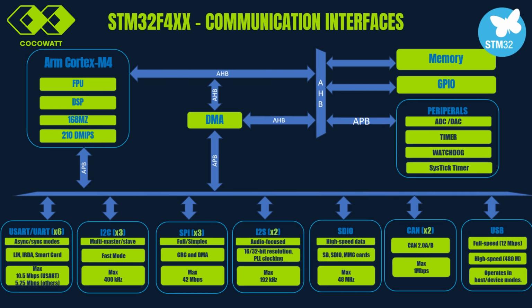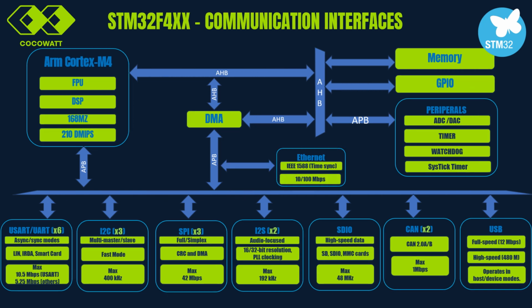This STM32 supports full speed of 12 megabits per second and high speed of 480 megabits per second USB communication. It operates in both host and device modes. It also supports 10 to 100 megabits per second Ethernet with dedicated DMA and IEEE 1588 for time synchronization. This STM32's communication interfaces cover a wide range of applications, from basic serial communication to high-speed networking. With features like DMA support, CRC verification, and protocol compatibility, it's a reliable and powerful choice for industries.